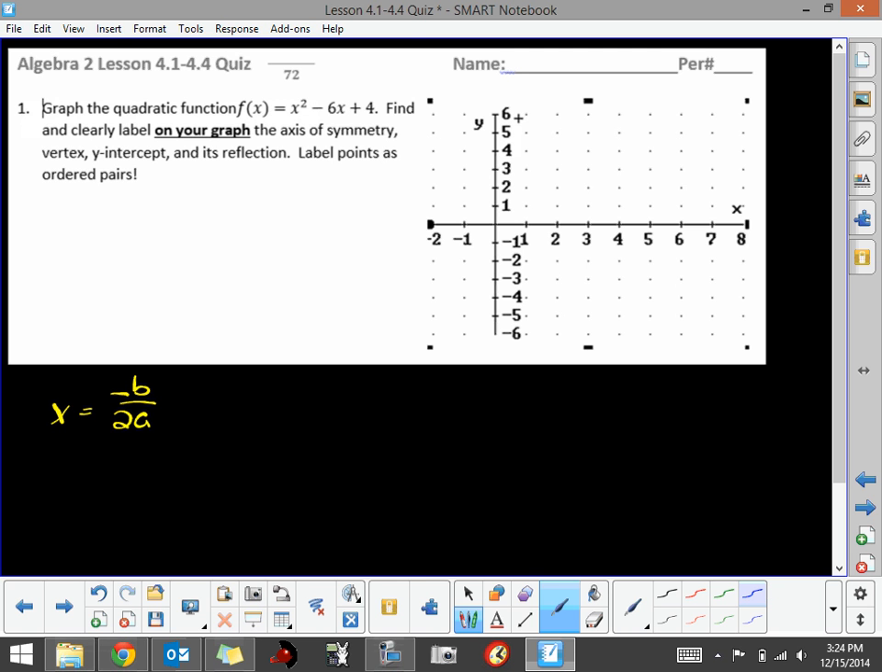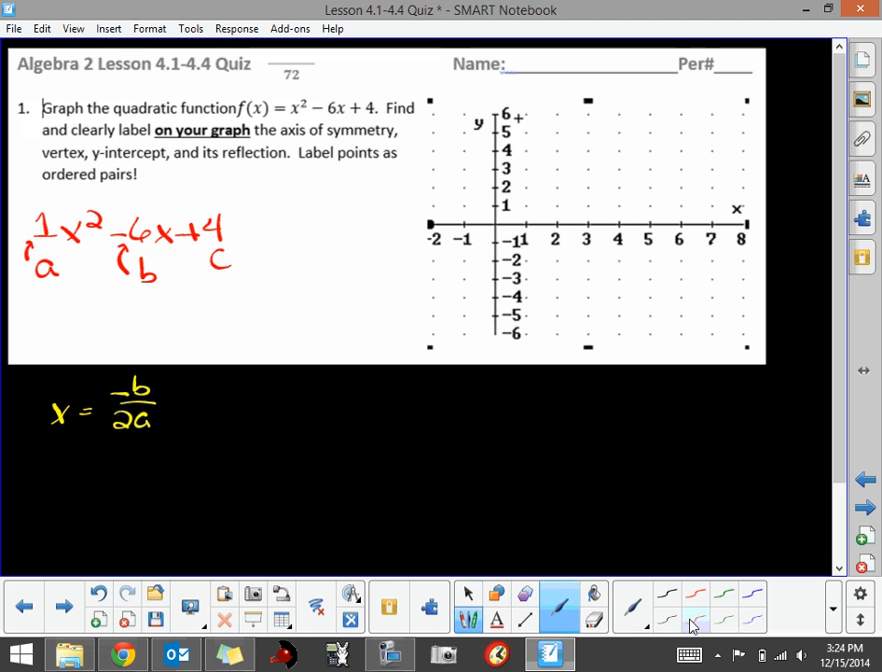2a. Just to review a little bit about what negative b over 2a is, our equation is x squared minus 6x plus 4. The value of a is always the coefficient of your quadratic. So a is this 1 that wasn't written there. If it's not written, it's always a 1. And b is this negative 6 that's sitting there, and c is always your constant.